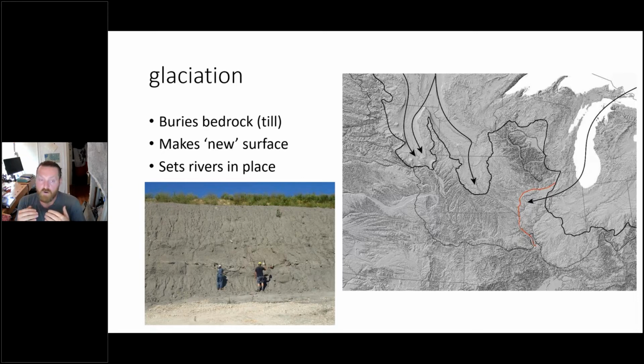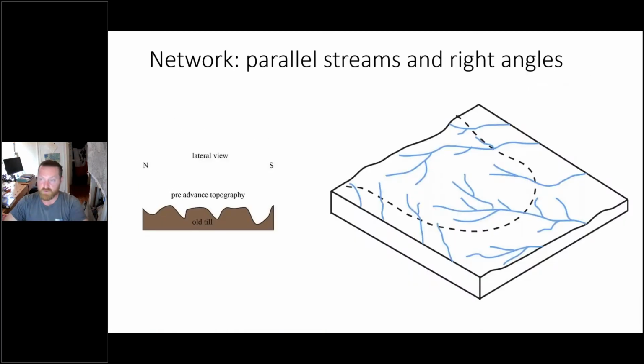Because rivers are diverted by these giant sheets of ice, it deposits material and erodes it, so you can really change how the landscape looks. It makes a new surface and it sets rivers in place. And how it does that is because of the mass of the ice and the fact that it both pushes and erodes materials. So this is a model I've made that kind of illustrates that.